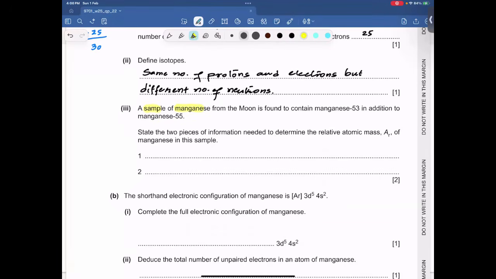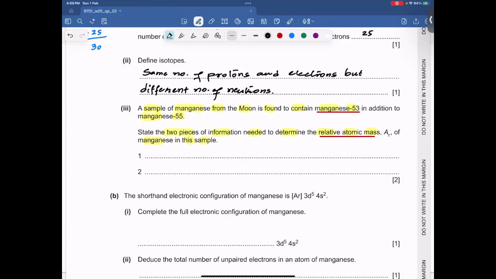A sample of manganese from the moon is found to contain manganese 53 in addition to manganese 55. That's manganese 53 is another isotope of manganese. State two pieces of information needed to determine the relative atomic mass of manganese in this sample. In order to determine the relative atomic mass of manganese, we need to know the mass of each isotope and also the percentage abundance of each isotope.